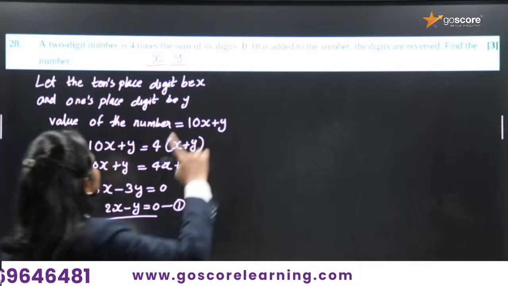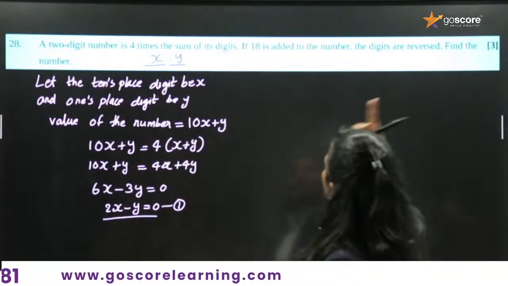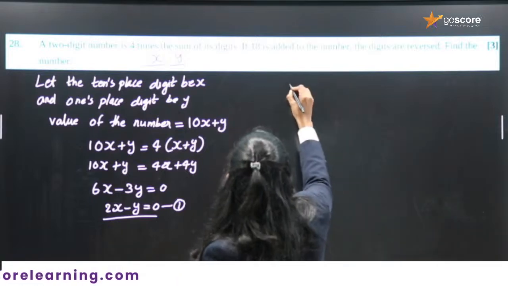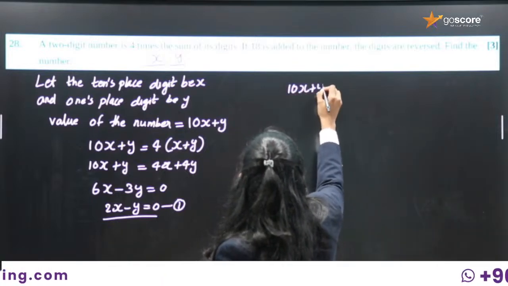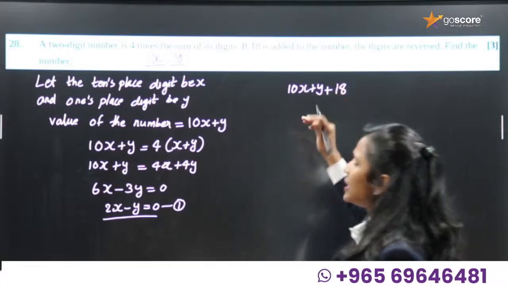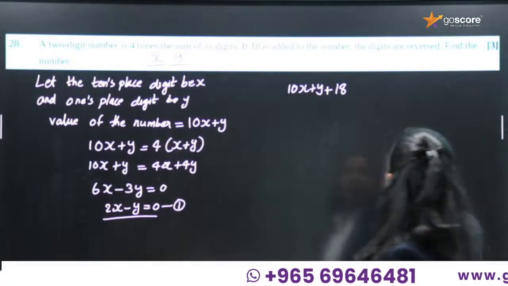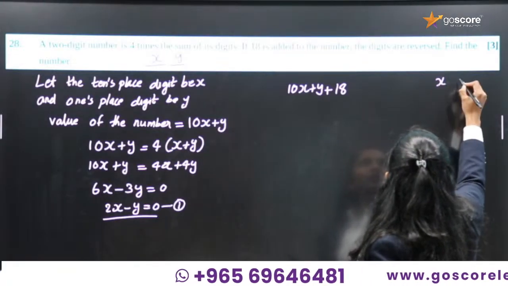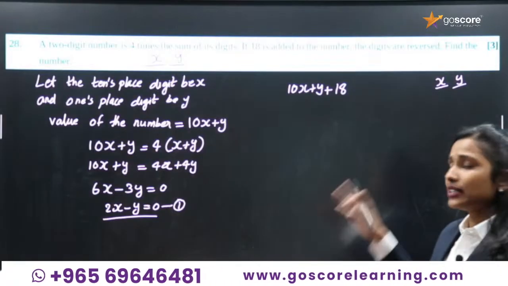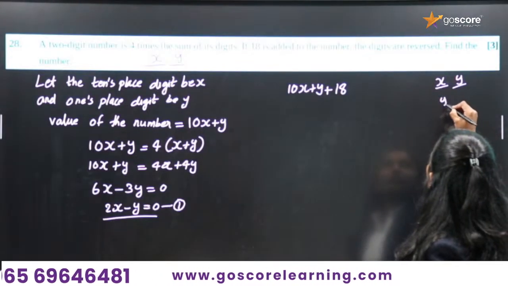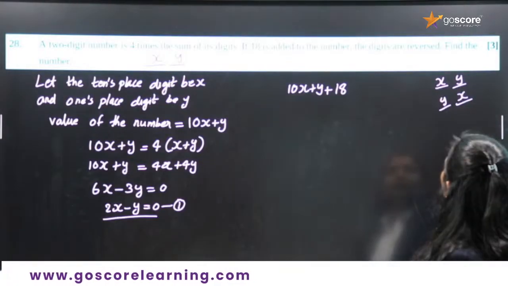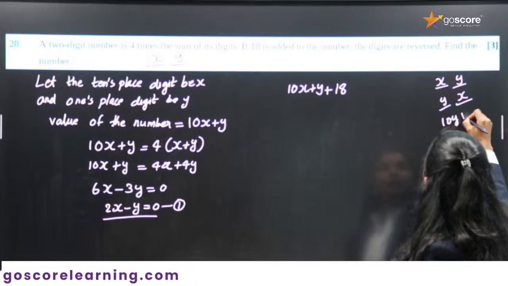Now we will go for the second condition. What is it? If 18 is added to the number, we are taking the number that is 10x plus y, and when we add 18, then this number will be reversed. That means now we have x in the tens place and y in the ones place, and when 18 is added, it will be reversed. That means y will be on the tens place and x will be on the ones place. Then the value of this number will be 10y plus x.